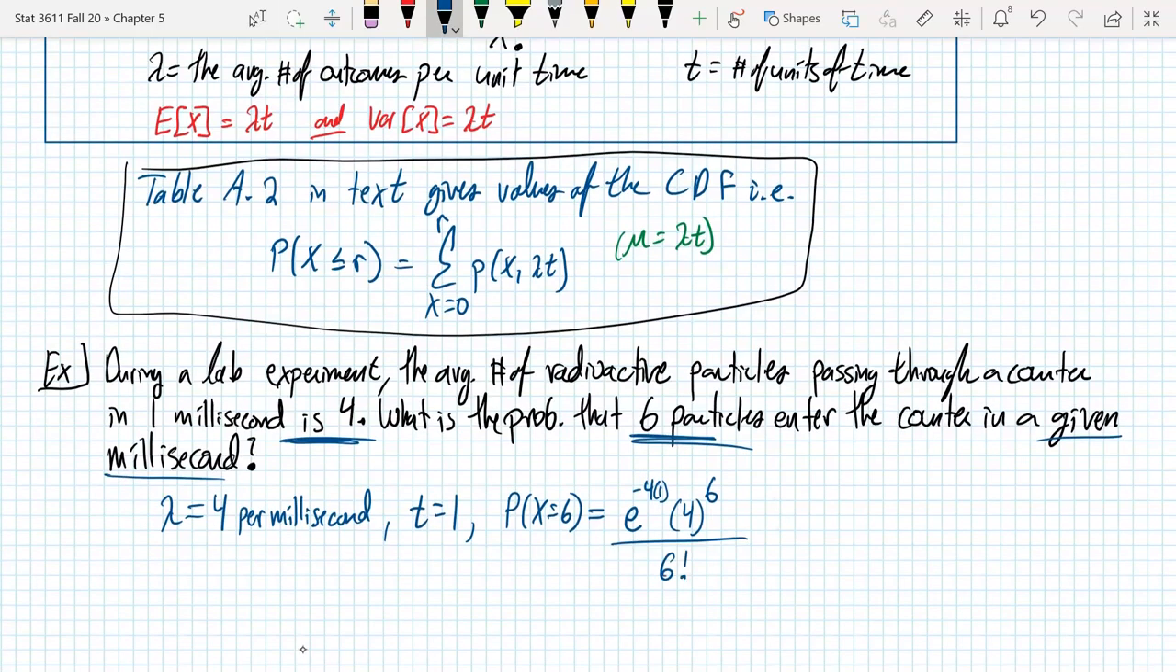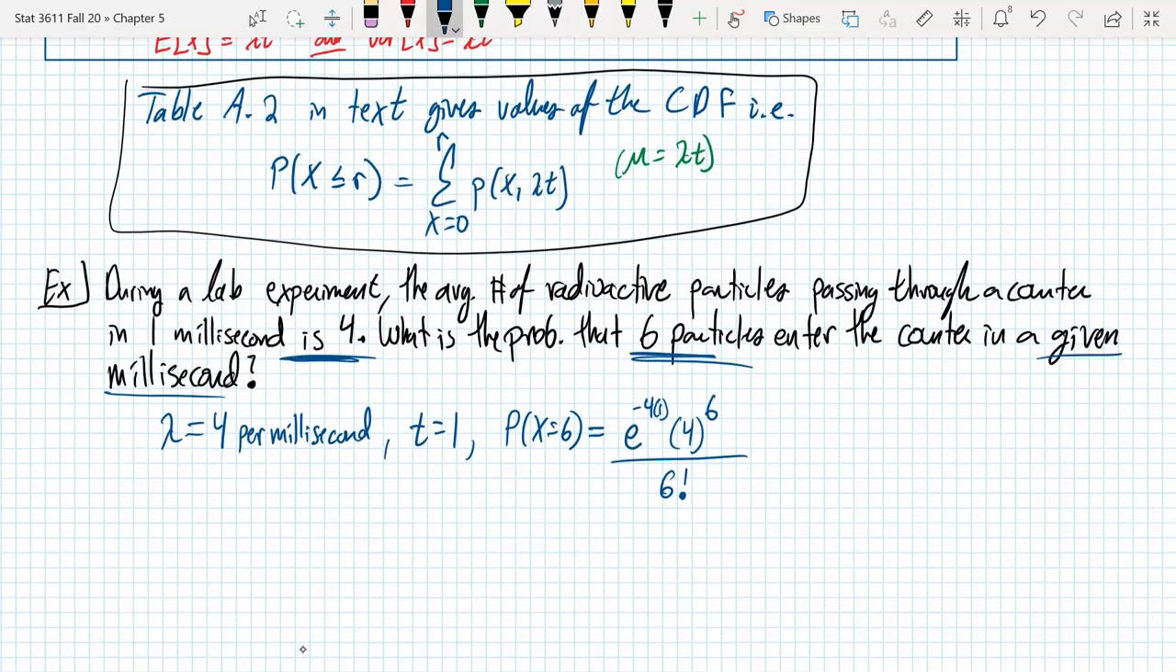Divided by 6 factorial. We need to run that computation through our calculator: e to the negative 4 times 4 to the 6th divided by 6 factorial. Almost all of these questions we're going to be rounding off to 4 decimal places, and so I've got about 0.1042. Please do check your calculator skills. Make sure you can agree and get the same 4 digits. 0.1042.